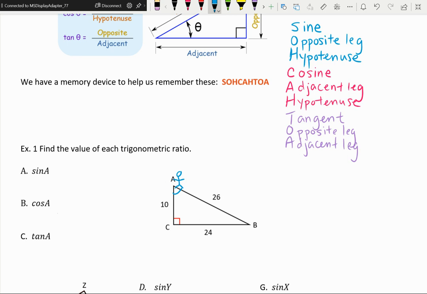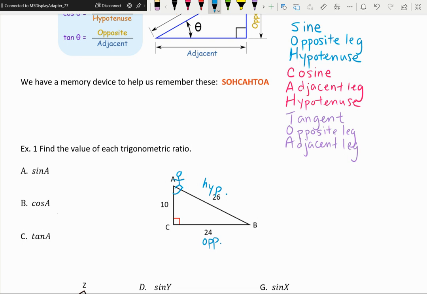I have a right angle C right here. I go across from this, and that means that my hypotenuse is 26. I'm just going to use an abbreviation here, HYP, because we're going to write these a lot of times. Okay, the other two are legs. Which one's opposite? Which one's adjacent? From A, if I look across the triangle, opposite the triangle, that's going to be over here, 24. 24 is opposite.